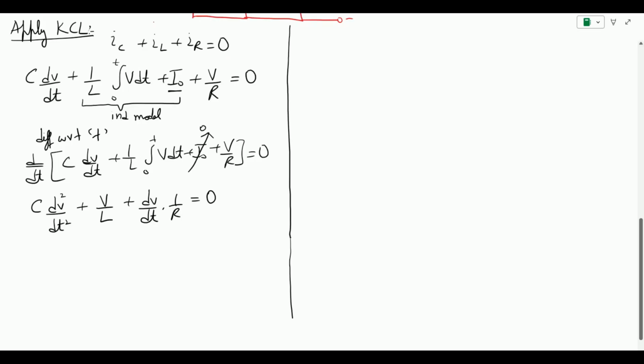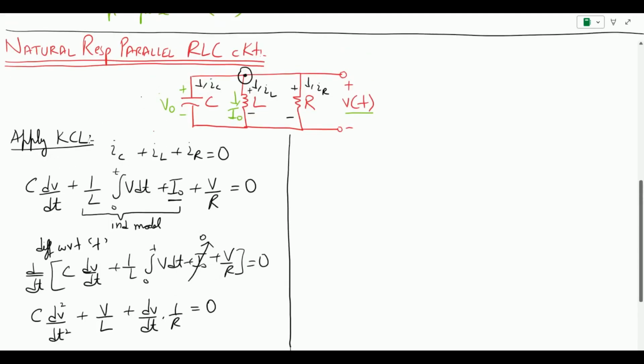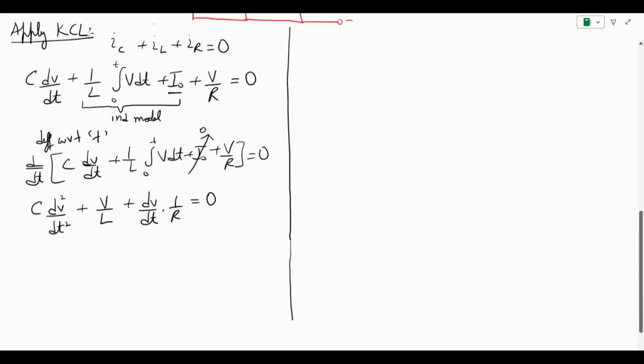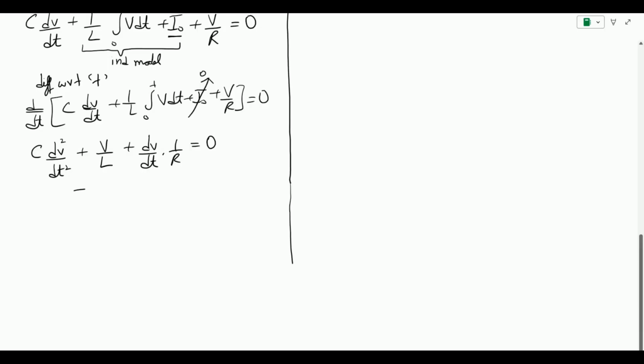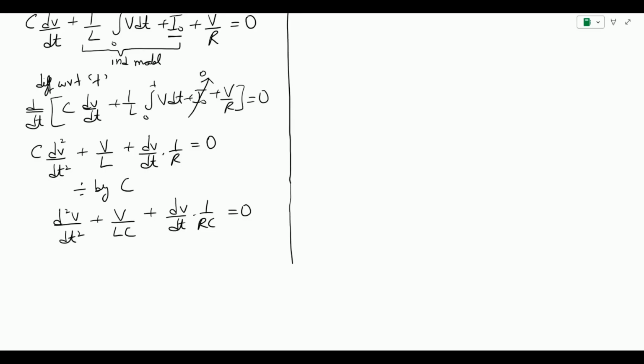So let us rearrange this equation. Since we are interested in finding the output voltage across the terminals of these three passive elements, let us get rid of the capacitance, so we divide the complete equation by C. We get d square V by dt square plus V by LC plus dV by dt times 1 by RC equals 0. This is the equation that we are getting, and let us call it equation number A.